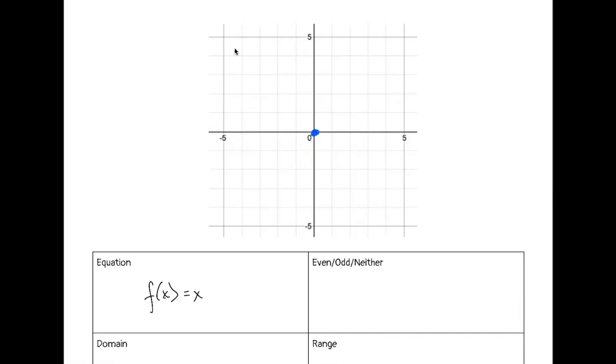Okay, so we've got 1, 1, 2, 2, 3, 3, 4, 4, 5, 5. And we could go in the negative direction: -1, -1, -2, -2, and so on and so forth. Now we can go ahead and connect these with a straight line.